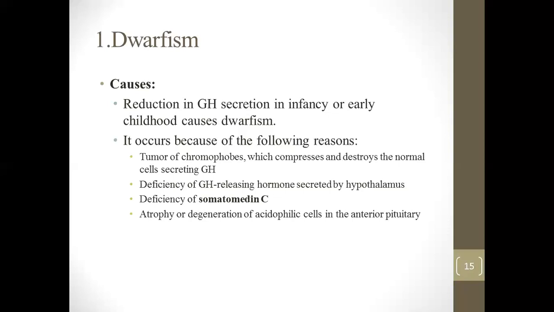So, what are the causes of the dwarfism? The tumor of the chromophore cells, which destroy the normal cells secreting growth hormone. Deficiency of the growth hormone releasing hormone, which is secreted from the hypothalamus. Hypothalamus also secretes the growth hormone releasing factor, which acts on the anterior pituitary and secretes the growth hormone. So, if the releasing factor is removed from the hypothalamus, then there will be the hyposecretion of the growth hormone.